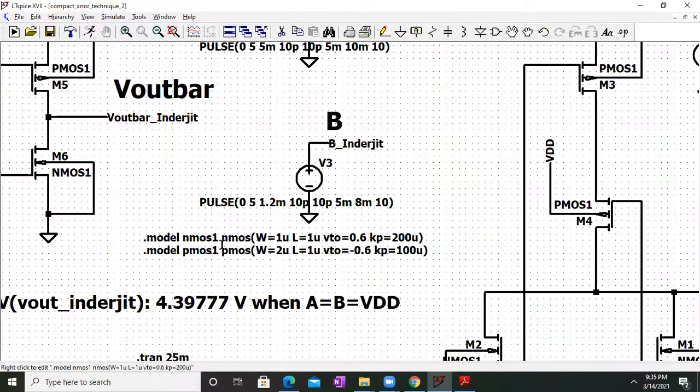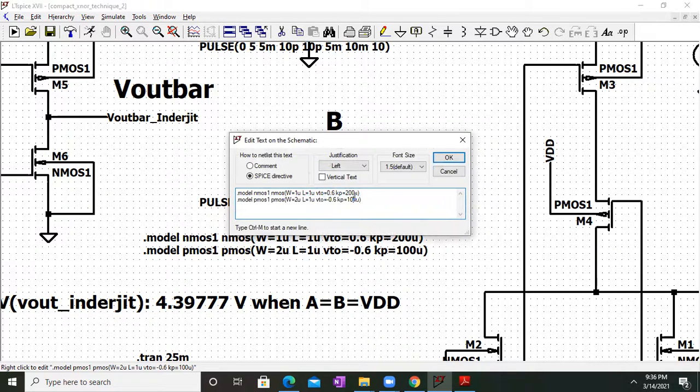And also in the .model statement, we have given these parameters. W by L, VTO is 0.6 and minus 0.6 for NMOS and PMOS respectively, and the KP values are given. So basically here we have made the pull-down network, that is the NMOS transistors, a little bit stronger. So we are giving a lesser value here.